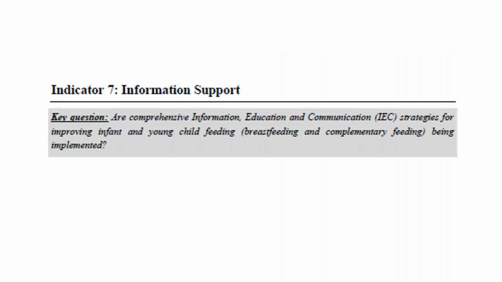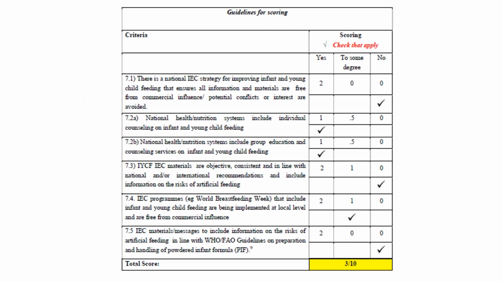Indicator number 7 is asking the question about information, education, and communication strategies for improving infant and young child feeding. And are these information strategies being implemented? We do not have a national strategy for education that assures that all information and materials are free from commercial interest and potential conflicts of interest. We would have that if we had some compliance with the code. So our answer there is no.